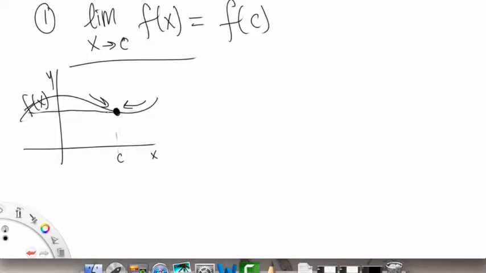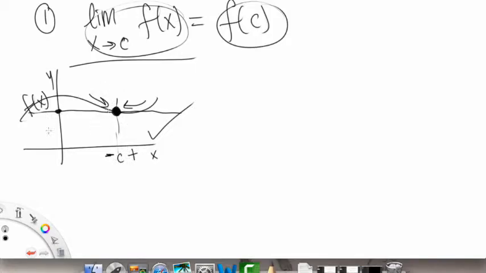So the limit is at this level, at this y value, and f of c is at that same level. So this is good. This means that both things are fulfilled. The limit exists, first of all, and the function at that point c agrees with the limit. So kind of like three components: the left side limit agrees with the right side limit, which agrees with the value of the function at that point. So this is good. This is continuous.